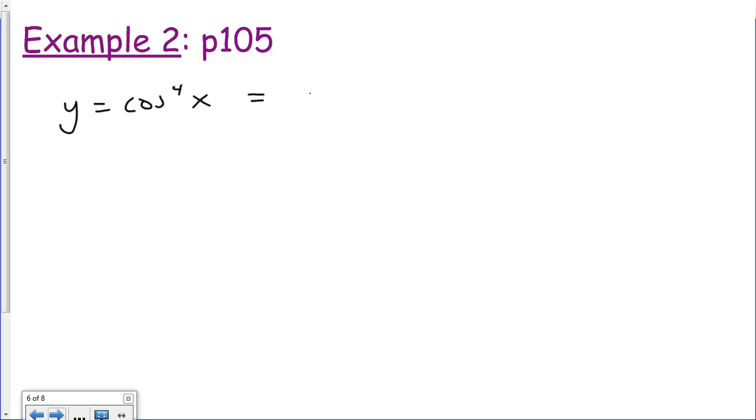Cosine to the 4th of x really means you're taking the cosine of x and you're raising that whole thing to the 4th power. The reason I suggest rewriting this is because now it's a little bit easier for me to see this composite function. I can see my inside function is cosine, and my outside function there is the 4th power. So now I'm ready to take the derivative of this.